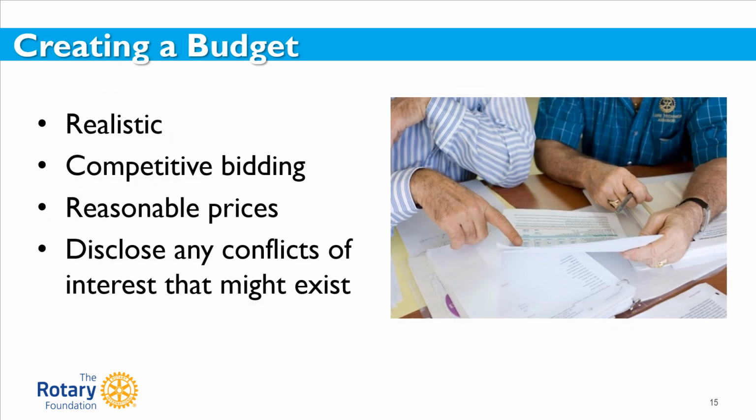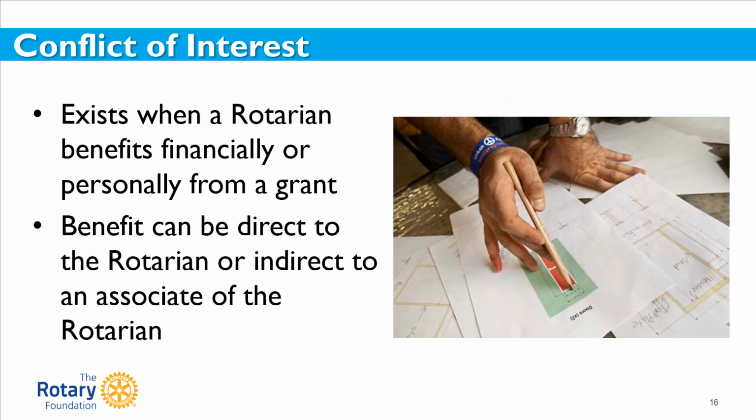When creating a budget for your project, remember that it needs to be realistic, based on competitive bidding and reasonable prices for the community, and you disclose any conflicts of interest that might exist. A conflict of interest exists when a Rotarian may benefit financially or personally from grant activities. The benefit can either be direct or indirect.